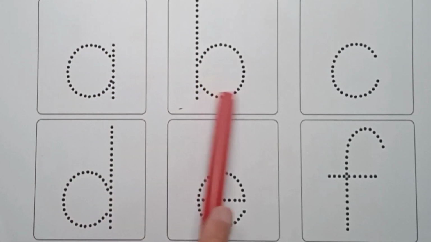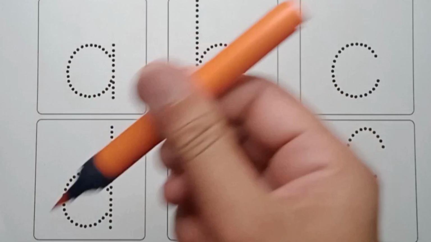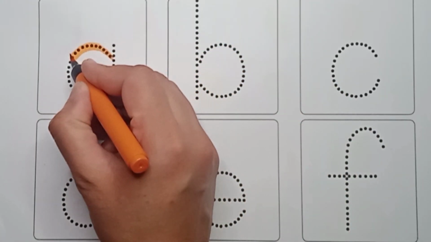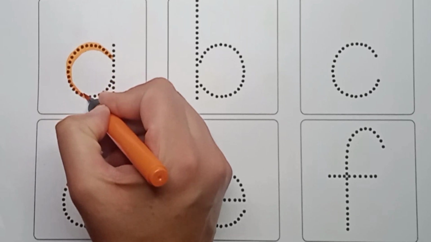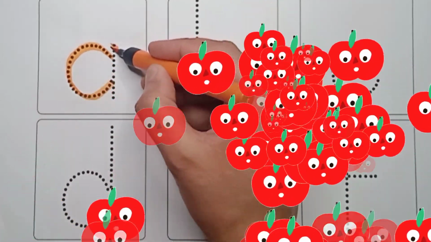A, B, C, D, E, F. So kids, today we will write here small letter A to F. So let's start it. It's orange color A. It's a small letter A. A is for apple.